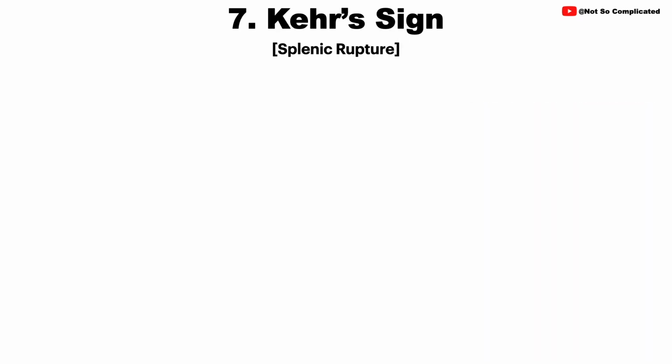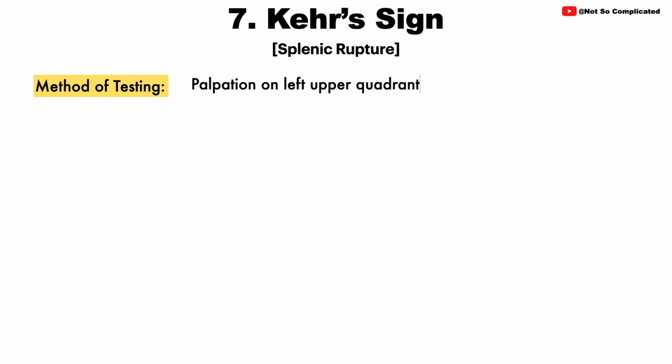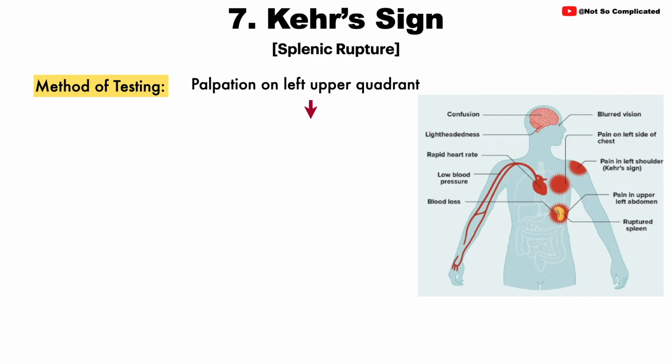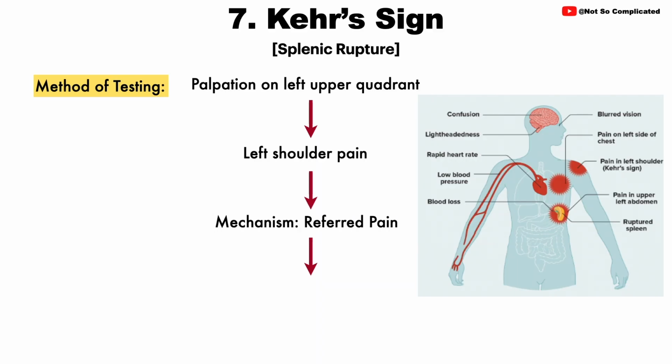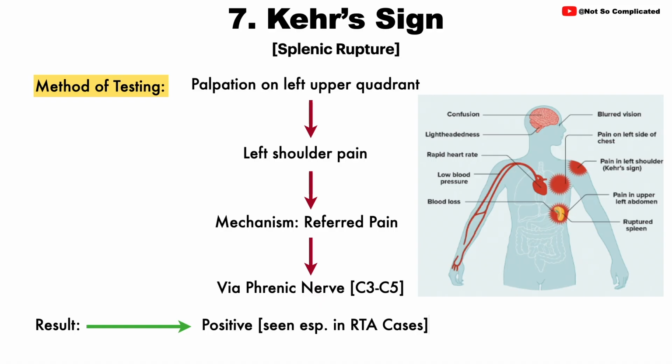The seventh sign we have is Kehr's sign, seen in splenic rupture. The method of testing is palpation on the left upper quadrant, just here, which will lead to left shoulder pain. The mechanism is referred pain due to the phrenic nerve. The nerve root is C3 to C5, you have to remember this. The result will be positive, and it is also seen especially in RTA cases.